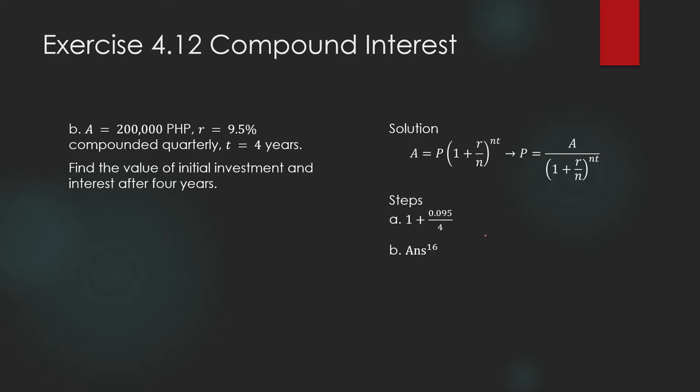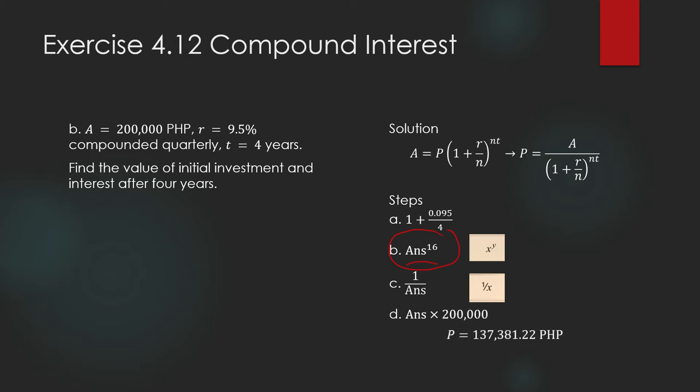You will get the result of this using this function in your calculator, X raised to y. Next, you will get the reciprocal of this value using this function in your calculator, 1 over x. And then, the answer to that, you will multiply it to 200,000 pesos. And this is the result. The principal is equal to 137,381.22 pesos.